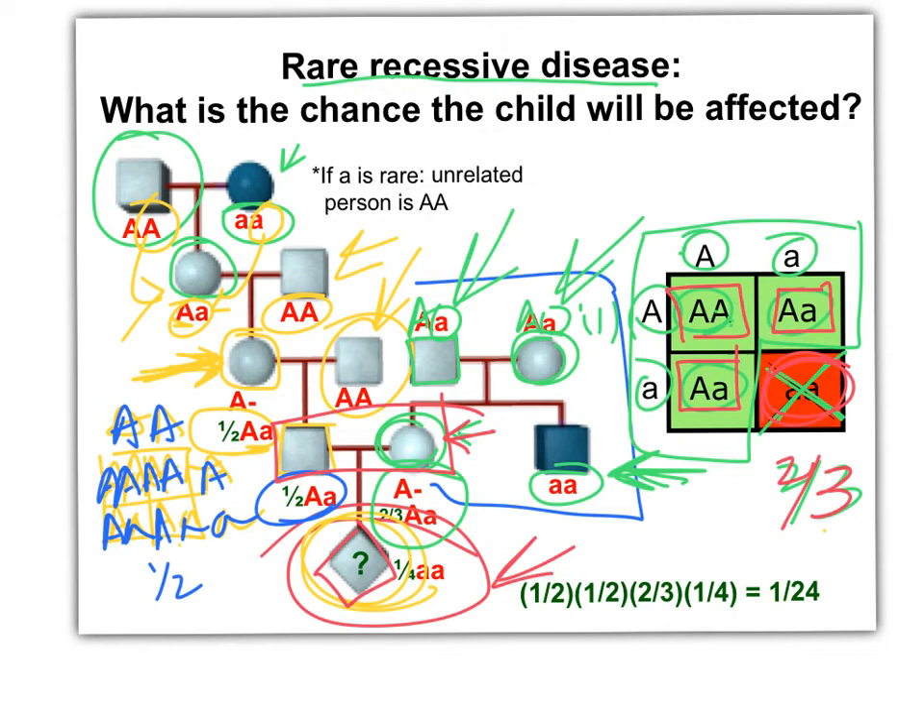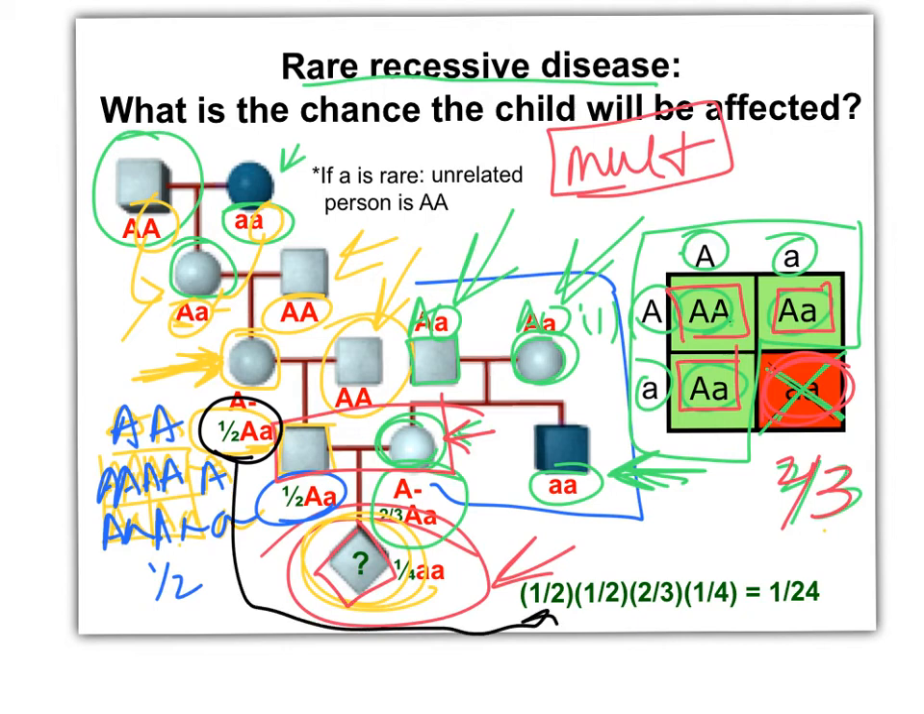And so what do we have to do? We have to multiply all the probabilities together. It's the multiplication rule. It all has to happen in one fell swoop. So we multiply all the probabilities. Let's use black. We have 1/2 that guy's a carrier. There's a 1/2. We have 1/2 that guy's a carrier. There's his 1/2. We have a 2/3 that guy's a carrier.